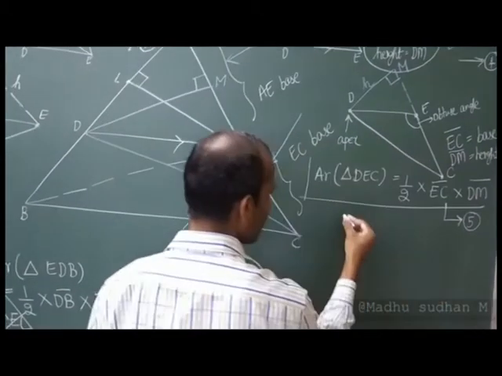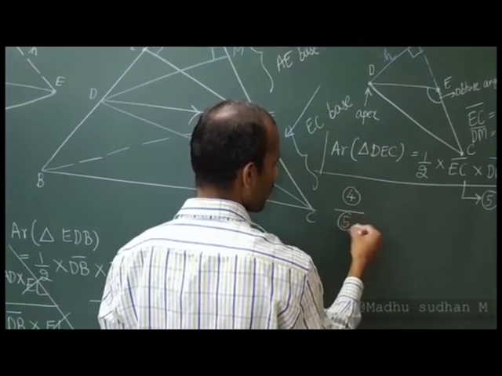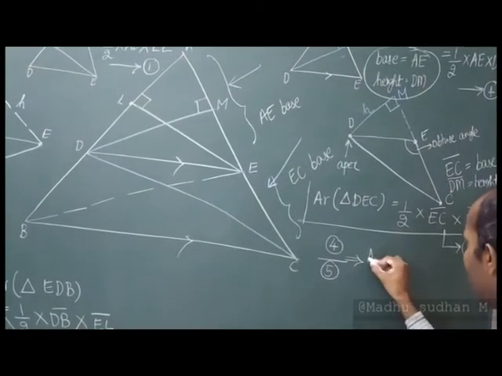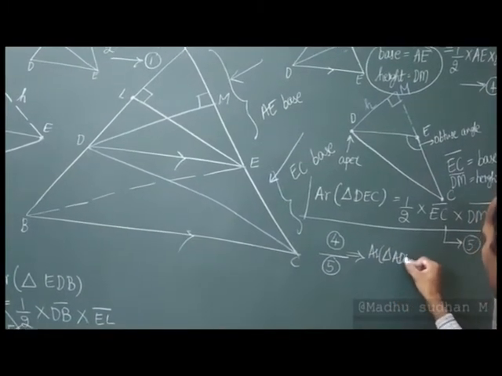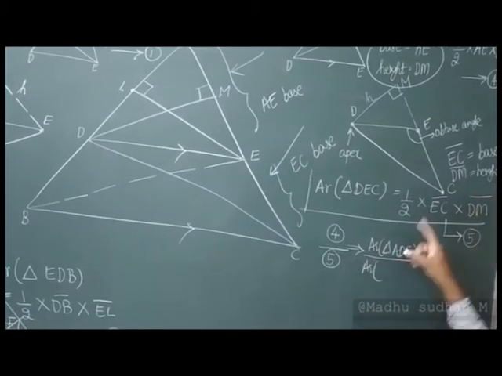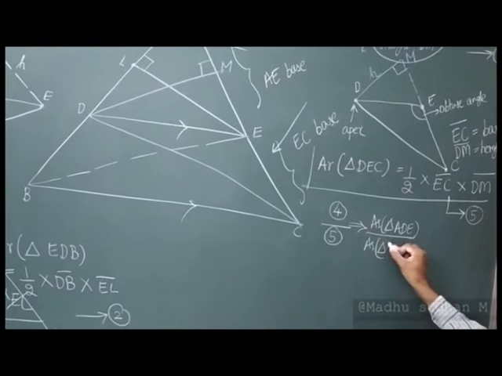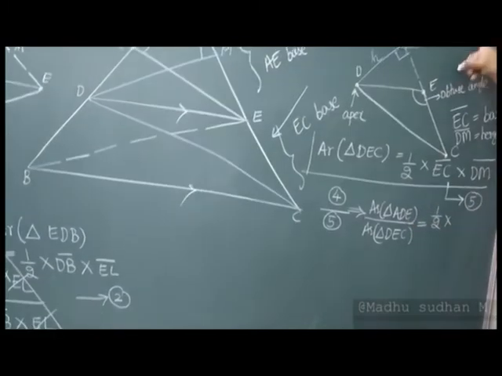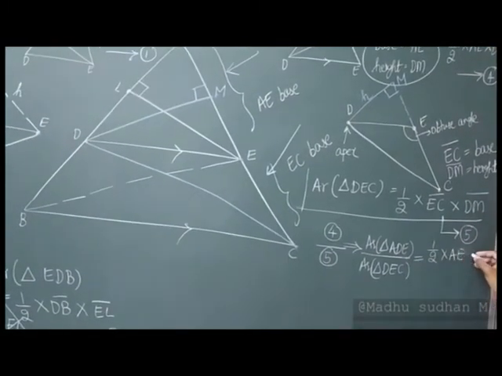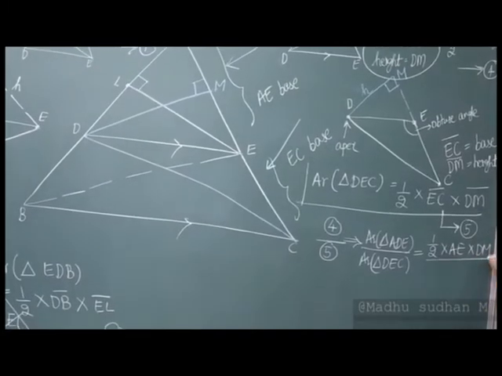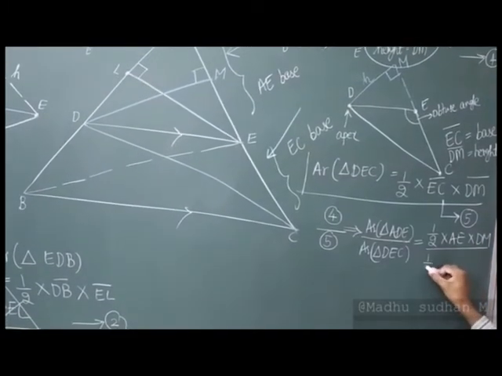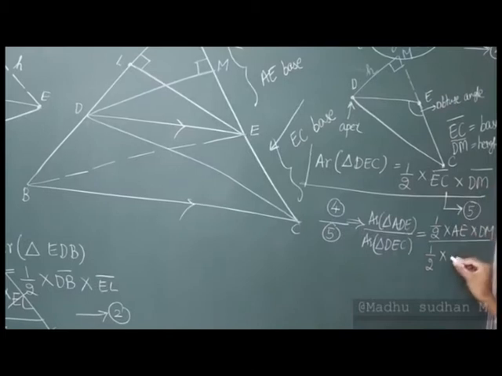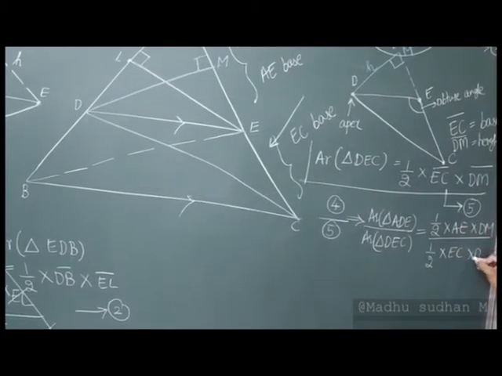So now if I divide equation 4 by equation 5, what do I get here? Equation 4 is area of triangle ADE, right? So let me write area of triangle ADE by area of triangle DEC, which is equal to half multiplied with AE multiplied with DM, divided by. Following, children. So this shall be half multiplied with the area of triangle DEC from equation 5, EC and DM, right? So this is EC multiplied with DM.